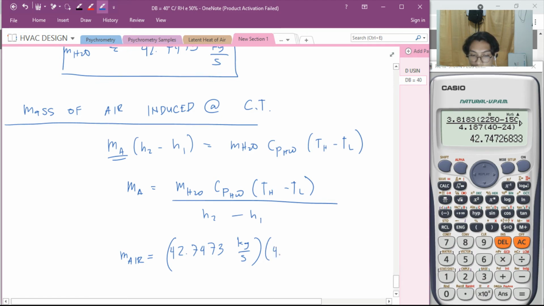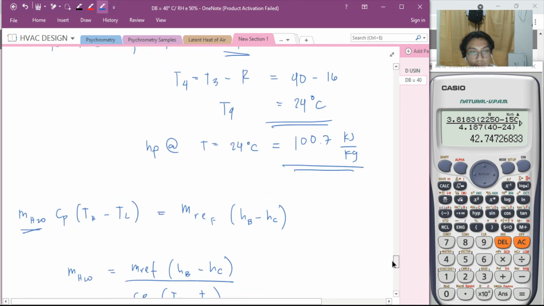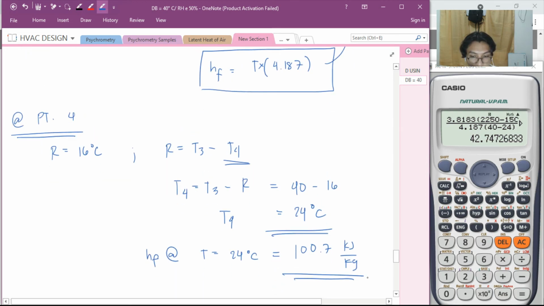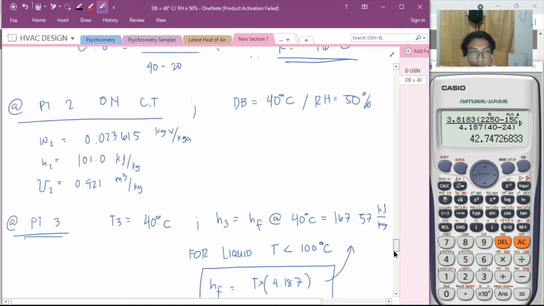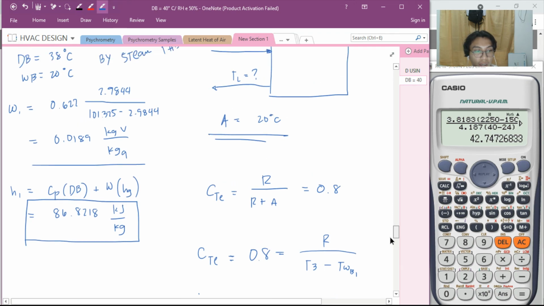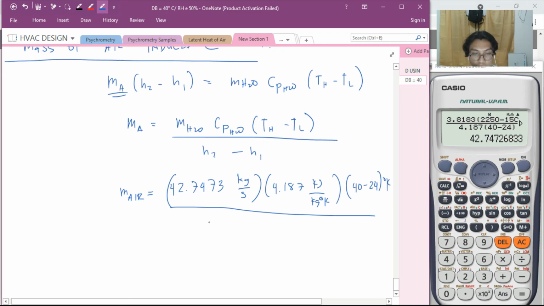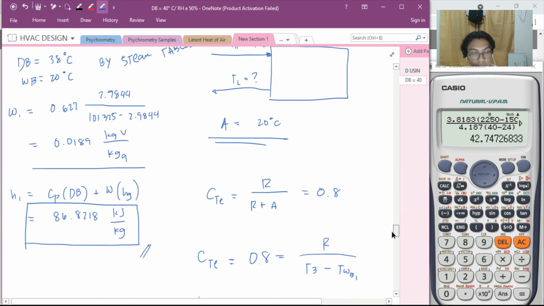Dapat yan, mas malaki yung mass ng air kaysa water, ha? Cp ng water, that is 4.187 kilojoule in every kilogram degree Kelvin, multiplied to T high, that is 40 minus 24 degree Kelvin. Okay. Divided by H2 minus H1. Yung H2 na nakuha natin, asan diyan? H1 pala, and then sa point 2, H2. Ayan. So, H2, that is 101.0 minus yung H1, that is 86.8128.